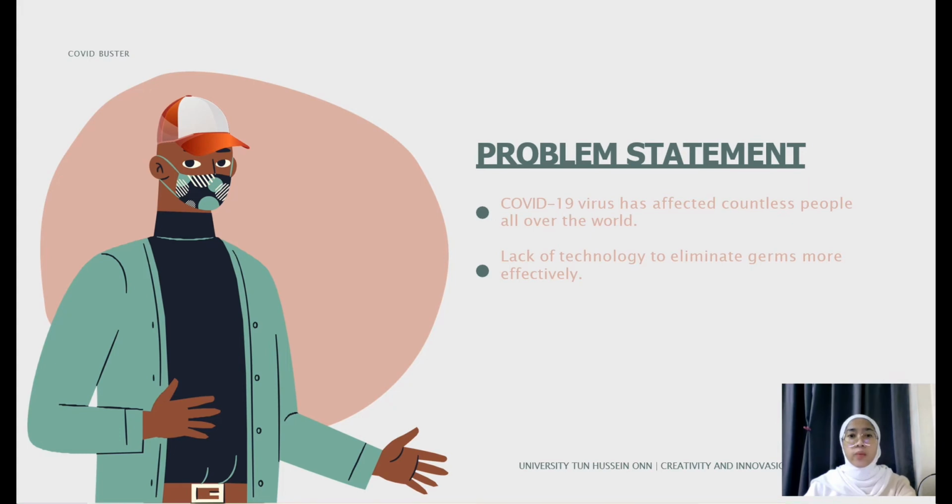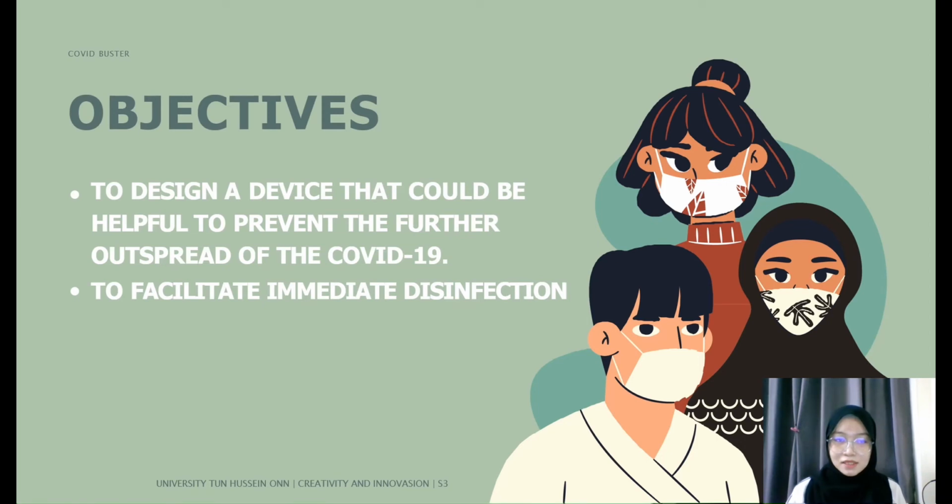Problem statement. The outbreak of the COVID-19 virus has affected countless people all over the world. Controlling this real-time pandemic is now a major priority of the scientific community. People can get infected from this virus in many ways, mainly from person to person. This new creation can help perform countless disinfection of exterior surfaces. This is the objective of this project, which is to design a device that could help prevent the further spread of COVID-19 and to facilitate immediate disinfection.